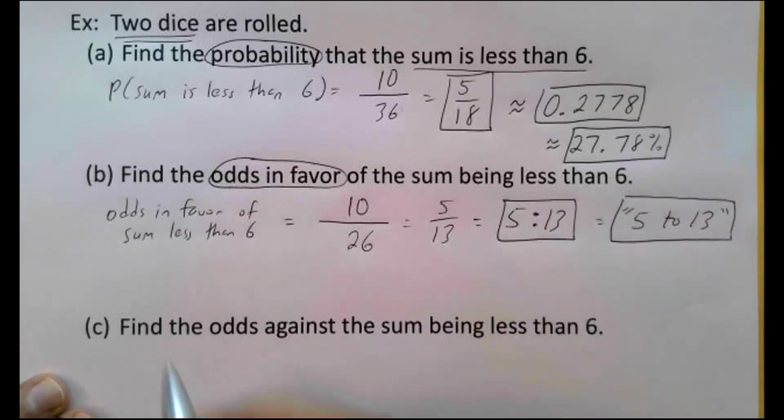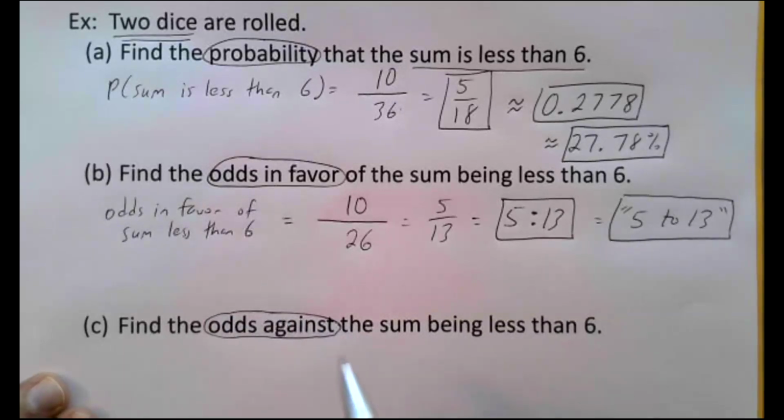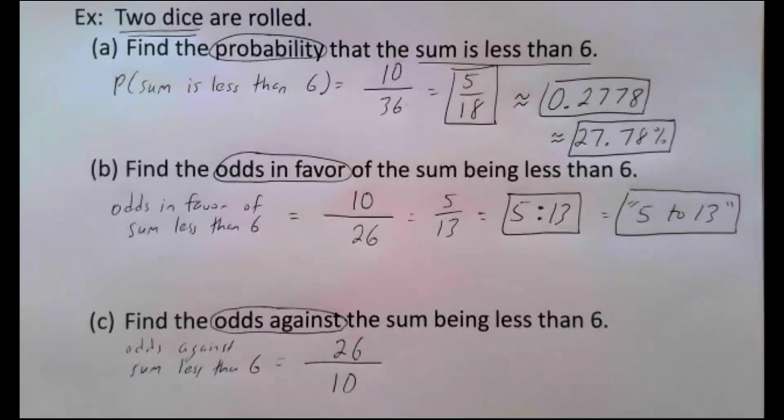Now for the next question, part C, where we do odds against, it's just going to be the same answer we got in part B, but it's going to be flipped. The odds against the sum being less than 6. We're just going to flip it. We're going to put unfavorable on top and favorable on the bottom. We're going to put the 26 that did not add up to something less than 6 over the 10 that did add up to something less than 6.